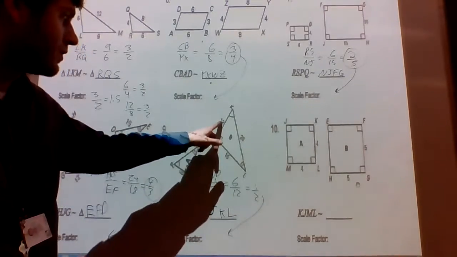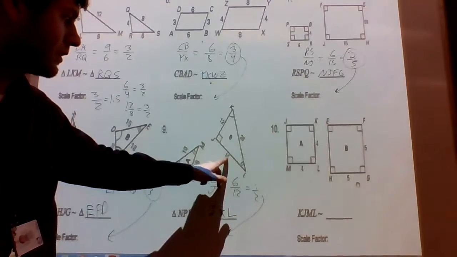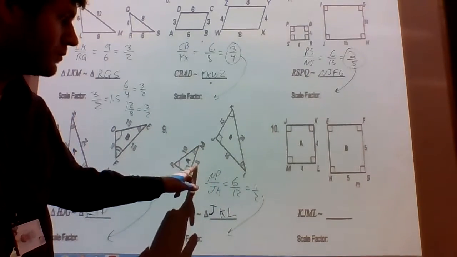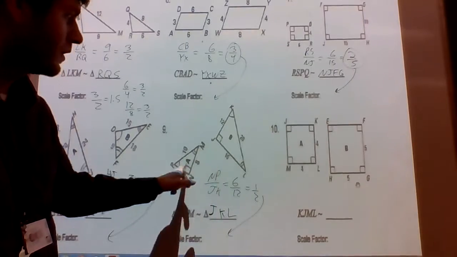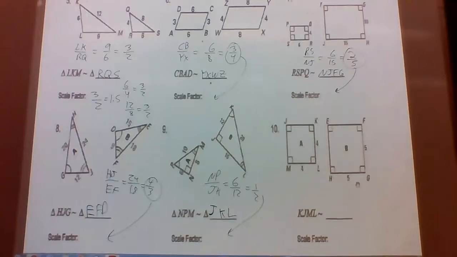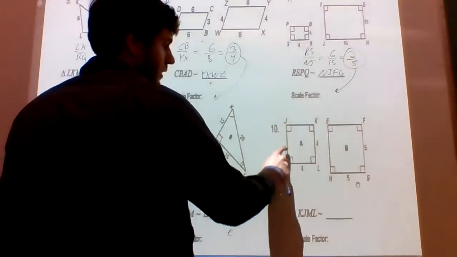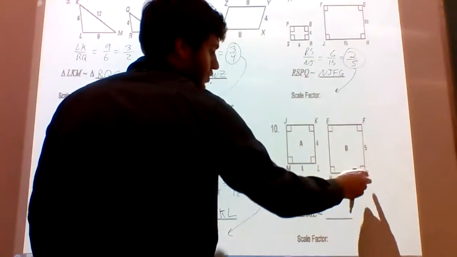Right. 12 times 1/2, 6. 20 times 1/2, 10. 16 times 1/2, 8. 8 times 2 is 16. 6 times 2 is 12. 10 times 2 is 20. Last one, KJML. So KJML, FEHG.